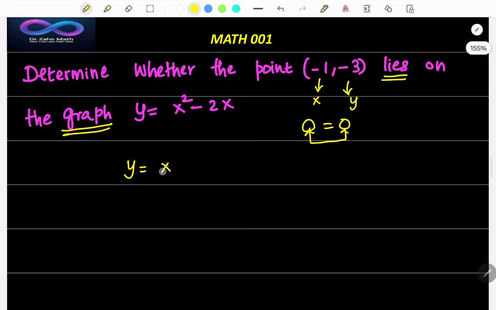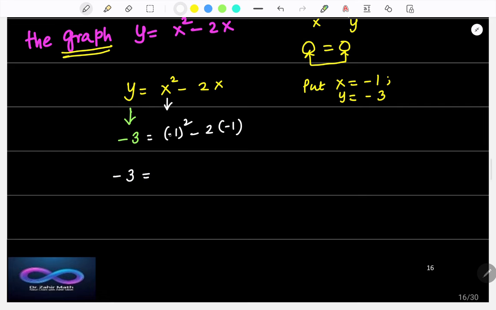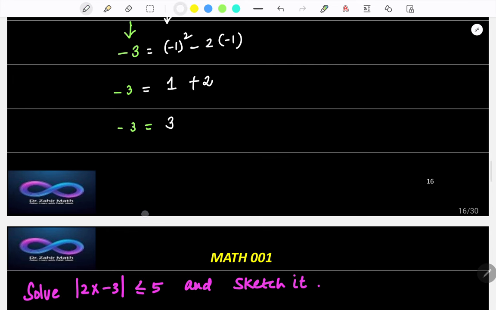The question is y equals x square minus 2x. So you're going to put what? x equals minus 1. y equals what? Minus 3. Right. So y equals minus 3, and x equals minus 1: minus 1 square minus 2 into minus 1. Clear? Right. So minus 3 equals, minus 1 square is what? 1. And minus 2 times negative 1 is what? Plus 2, right? So we are getting minus 3 equals what? We are getting plus 3. So minus 3 is equal to plus 3?